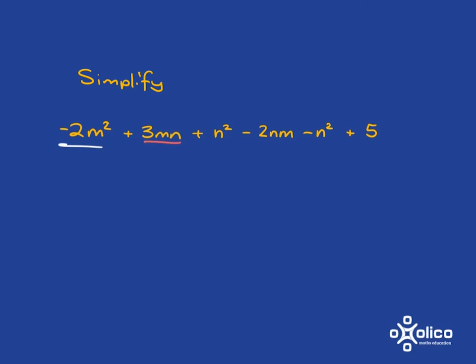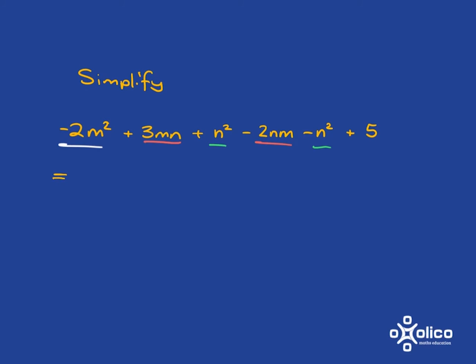Here we have a 3mn. Are there any other terms with mn in them? And of course we remember from what we've just done that mn and nm are the same thing. And so yes, there is, because here is 2nm. And then we have here n squared. And are there any other n squareds? Yes, over here. And then the last term remaining is a 5, a number on its own, and there are no other numbers on its own, so that one's not going to have a partner.